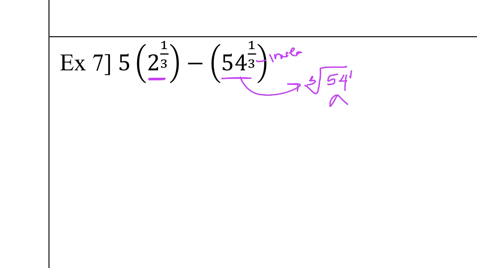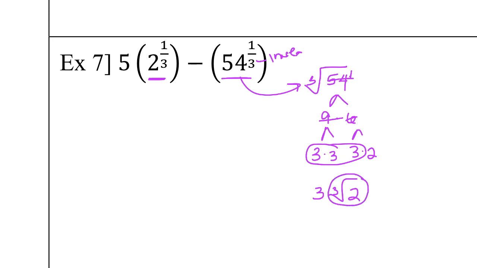Now I'm going to simplify this 54 down into 9 times 6, 9 into 3 times 3, 6 into 3 times 2. So because it's a cube root, I want groups of 3. So this is really 3 times the cube root of 2. Now, I don't want radicals, I want fractions. So I'm going to change this back into its fractional form. So this is really 3 times 2. This 1 as an exponent is your numerator. Over the denominator is the index, so a 3.